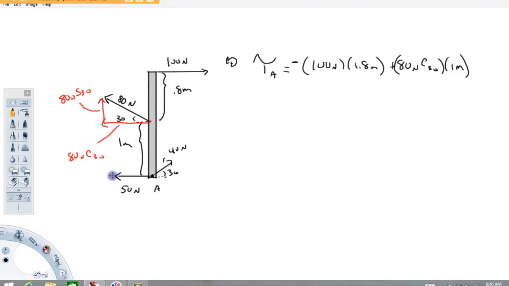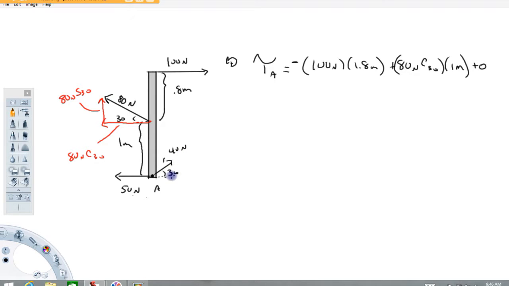Next, the 50 newtons here. The 50 newtons goes right through point A, so there's no perpendicular distance to point A, and no torque is produced by this force about point A. If we wanted to, we could put a 0 there. I guess I will for this force vector.